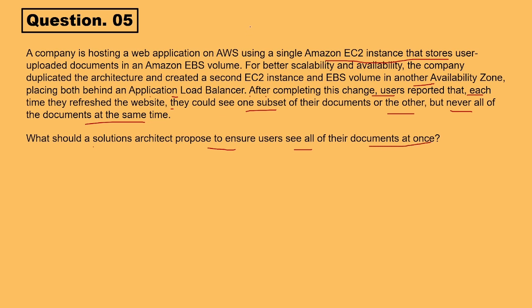So what is happening here? The customer had one EC2 instance and one EBS, right? But now they have created another EC2 instance and another EBS. So they are behind a load balancer. So what is happening? Either the request is going to this one or this one. And what actually is happening? Some data is there in this pair of EBS and EC2 and the rest of the data is with this set. So if the request is going to this one, they are able to see one part. If requests are going to this one, they are able to see another part of the website, right? So due to this, the issue that is there in this question.